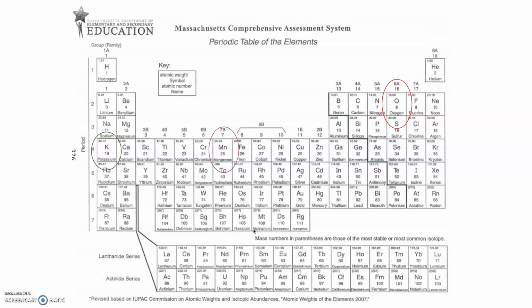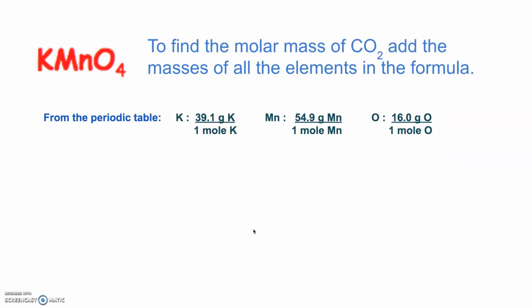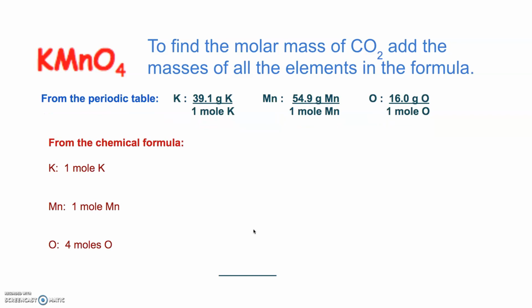Look at the periodic table, find potassium K, manganese Mn, oxygen O. Here are the molar masses. They came from the periodic table. We can use that together with this information from the formula. 1 mole of KMnO4 has a mole of potassium atoms in it, and a mole of manganese atoms, and 4 moles of oxygen. The subscript 4 applies only to the oxygen.